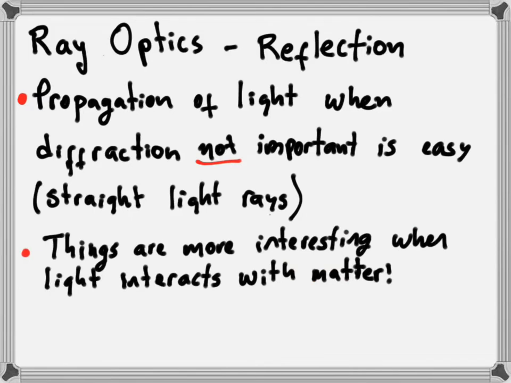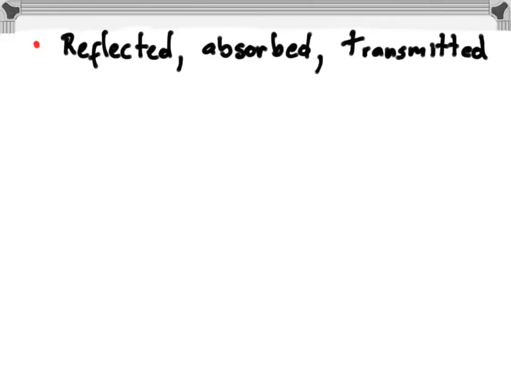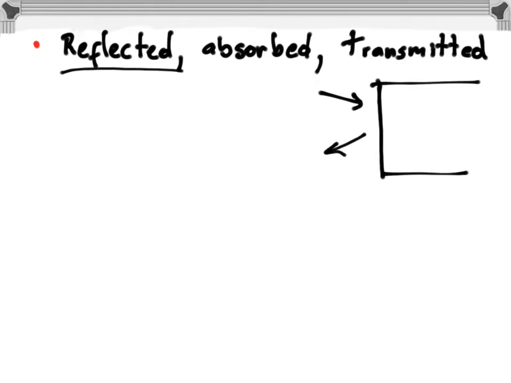So things are simple until light interacts with matter. Light is an electromagnetic wave, and it interacts very strongly with atoms and molecules. So when light encounters matter, several things can happen. We can have reflection, we can have absorption, or we can have transmission. So let's start with reflection. Let's say that a light ray hits the surface of an object. Reflection means that the surface of the object is going to bounce back that light.